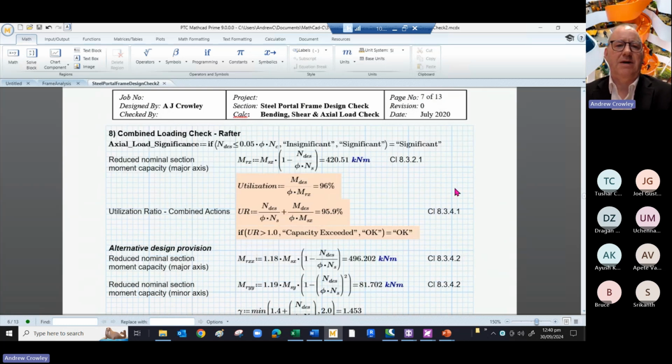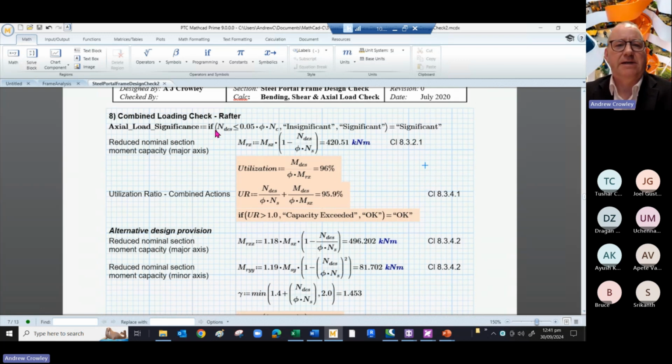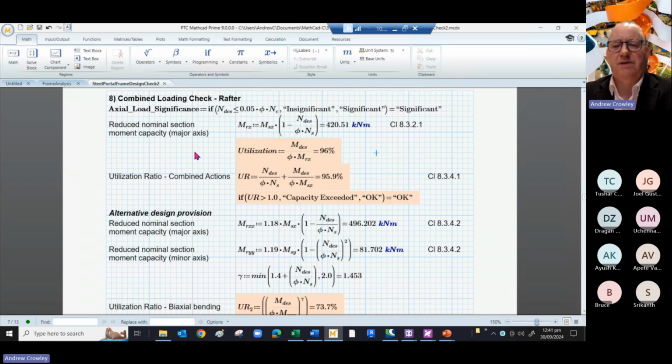Then we need to look at a combined check. And there's a little test as to whether axial load is significant. If you're at less than 5% of your capacity, then axial load is insignificant. In our case, it's slightly above, so it's still significant. So we need to check the combined actions. We reduce the nominal section capacity due to the presence of axial load, and we check it against the values given in clause 8.3.4, as a combined utilization ratio.